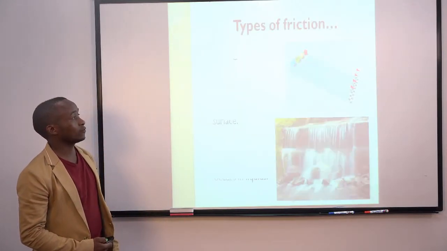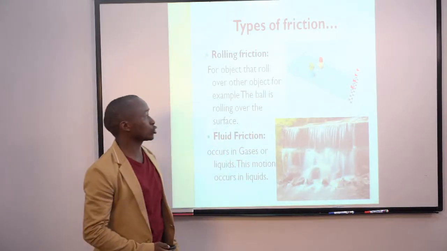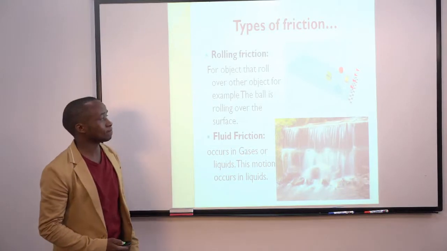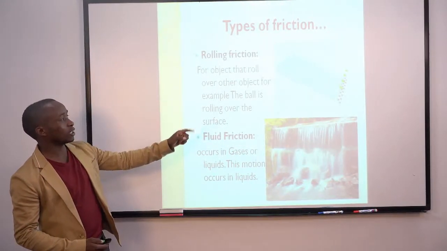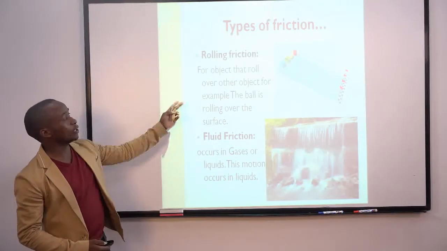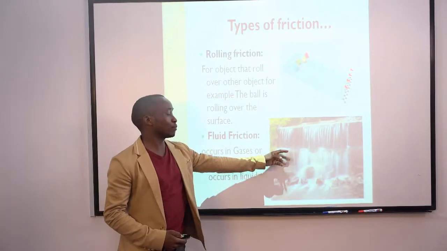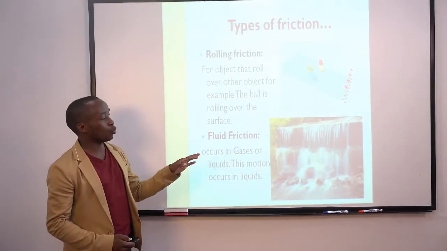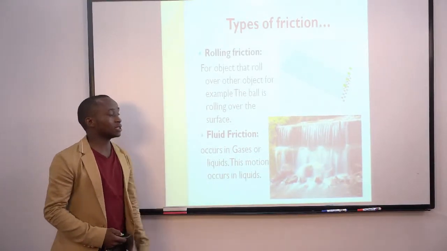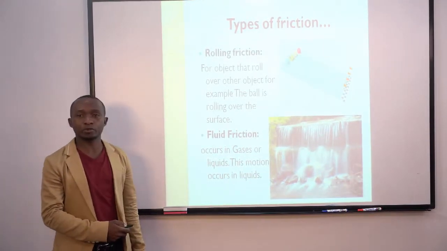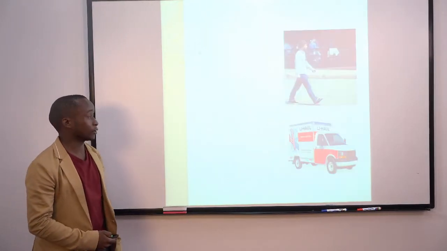We continue. I've said there are 4. Now have a look here. This ball is going down the inclined plane. That is a ball rolling down that surface. From there, we have a type of friction called rolling friction. And if you look at this picture, you can see there's some water flowing. The kind of friction that is obtained in flowing liquids is called fluid friction.